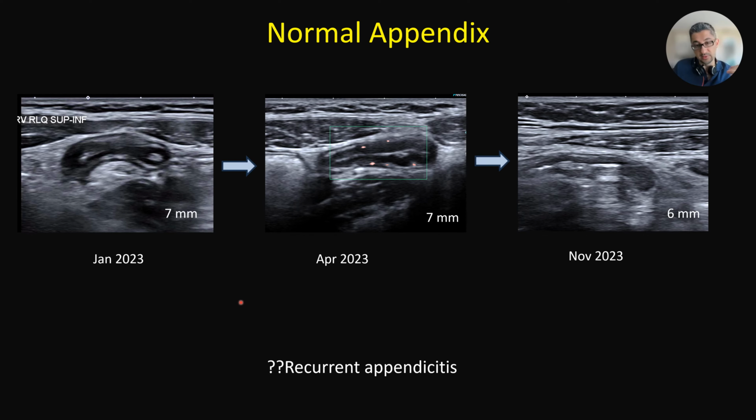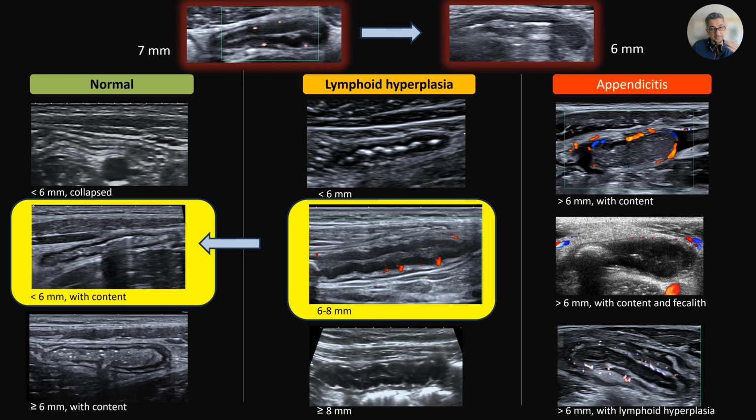I believe most of the cases that were questioned as recurrent appendicitis are in this group of patients. And this is in our chart, it's falling into this category: an appendix with lymphoid hyperplasia measuring between 6 to 8, and on the follow-up, it's normalized, measuring under 6 millimeters and filled with content now.